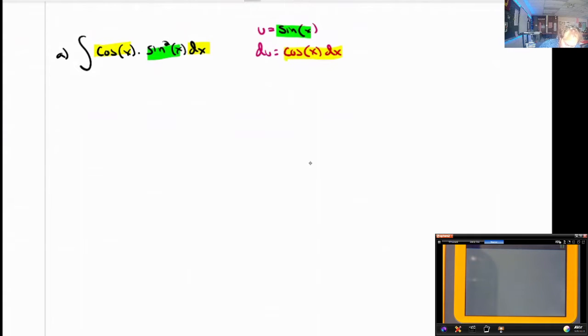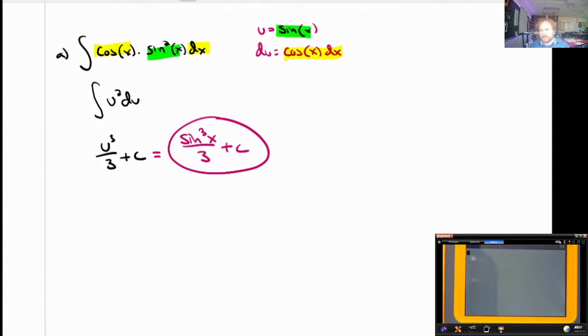Just remember that this is the integral of u squared du, which is going to give you an antiderivative of u to the third power over 3 plus c. The only thing left to do is to back substitute the original thing, so it's sine cubed of x over 3 plus c. And there is a properly done u substitution for question A.